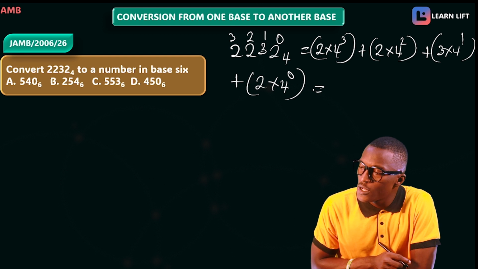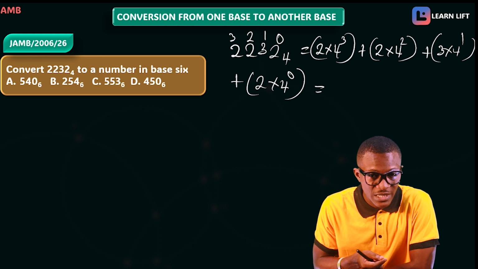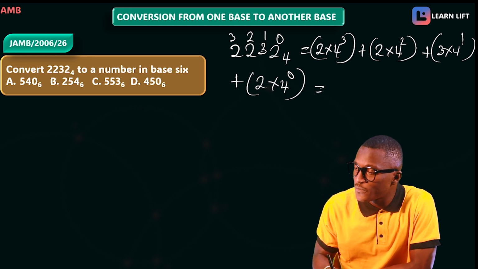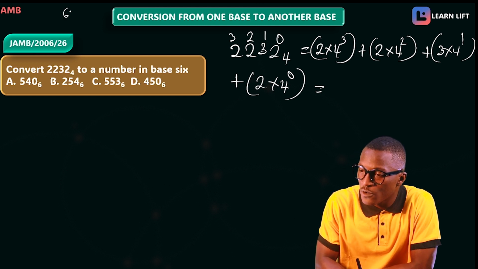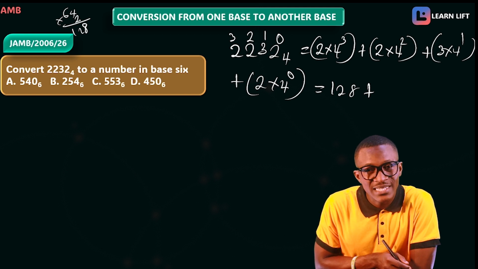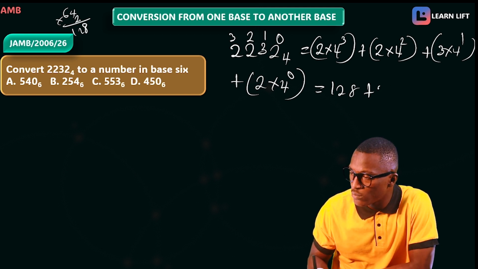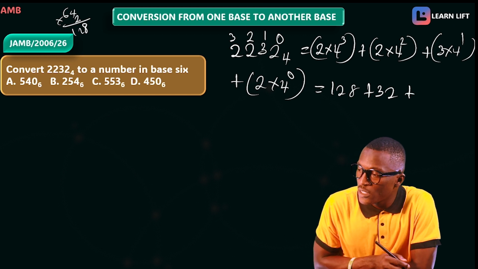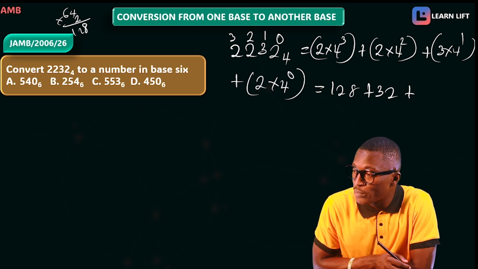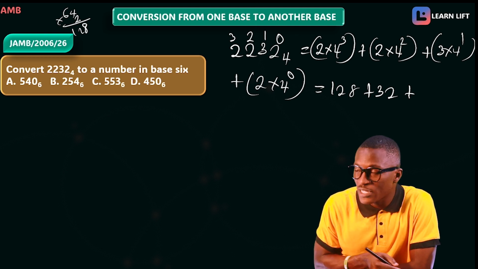And what's 4 cubed? 4 times 4 is 16, and 16 times 4 is 64. So 64 times 2 gives me 128. So that becomes 128, plus 4 squared is 16, and 16 times 2 is 32, plus 4 raised to power 1. What's 4 raised to power 1? It is 4, and 4 times 3 is 12.